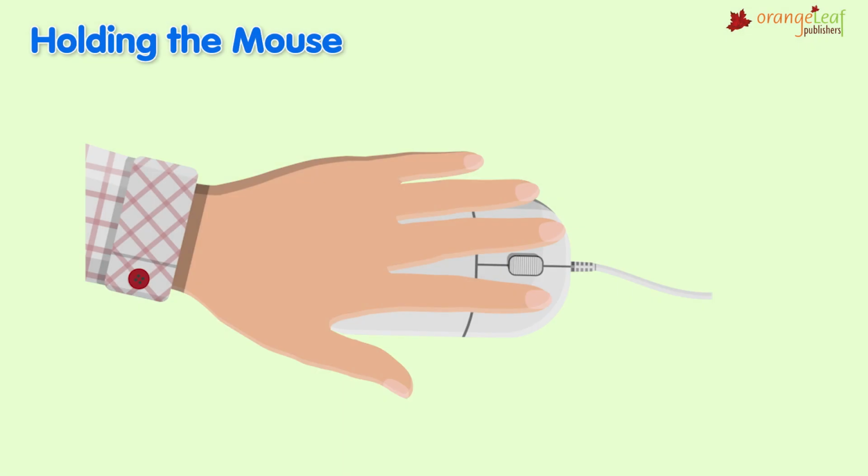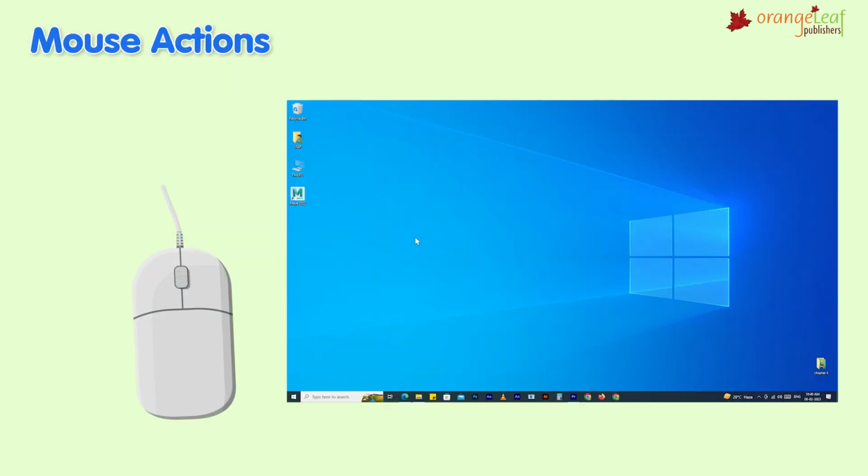The left-handed student will put their index finger on the right mouse button and their middle finger on the left mouse button. Mouse actions.